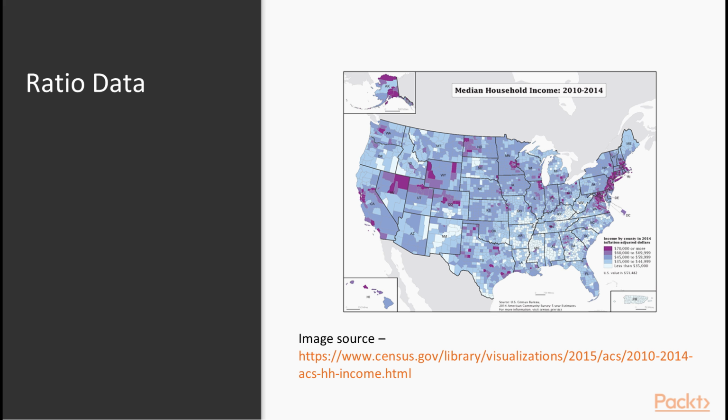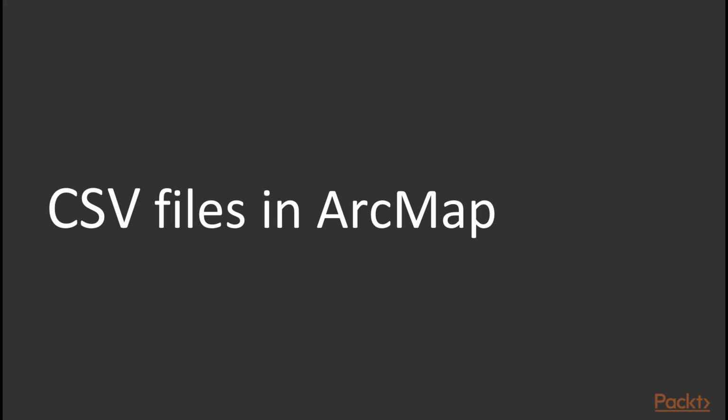You can see from the legend that those dark purples represent counties with median household incomes of $70,000 or more, and that the median income is in many cases over twice as large as some of the white counties, the poorest counties in the United States. Briefly now, I'd like to cover how to work with this type of information in ArcMap.